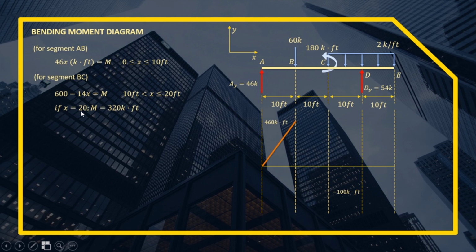Pero if x equals to 20, yung M natin is 600 minus 14 times 20, that is 280. So 600 minus 280, that is 320. Positive. So yung equation natin is linear, dapat linear din yung drawing natin.